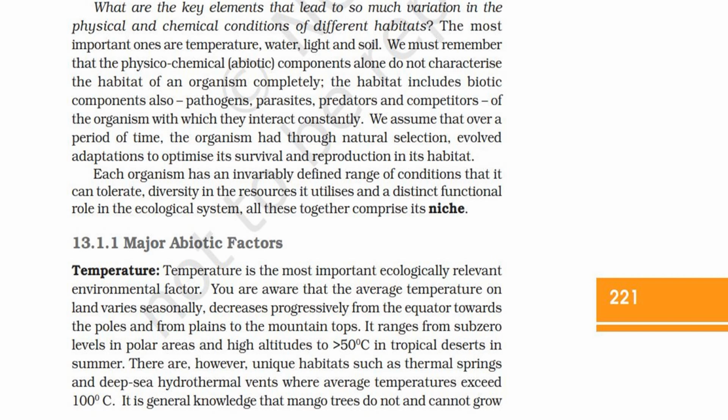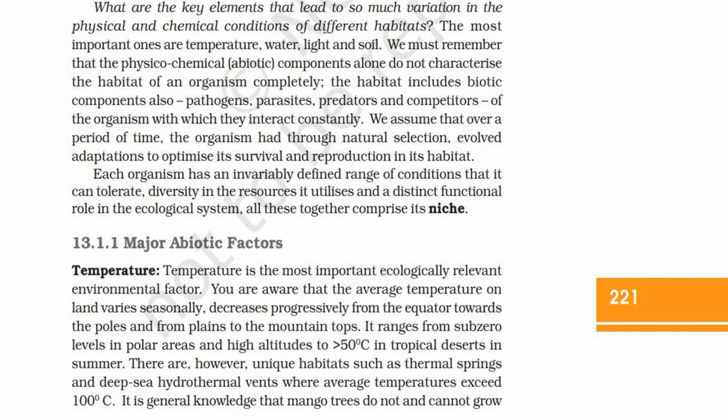Major abiotic factors. Temperature. Temperature is the most important ecologically relevant environmental factor. You are aware that the average temperature on land varies seasonally, decreases progressively from the equator towards the poles and from plains to the mountain tops. It ranges from sub-zero levels in polar areas and high altitudes to greater than 50 degrees Celsius in tropical deserts in summer. There are, however, unique habitats such as thermal springs and deep-sea hydrothermal vents where average temperatures exceed 100 degrees Celsius.